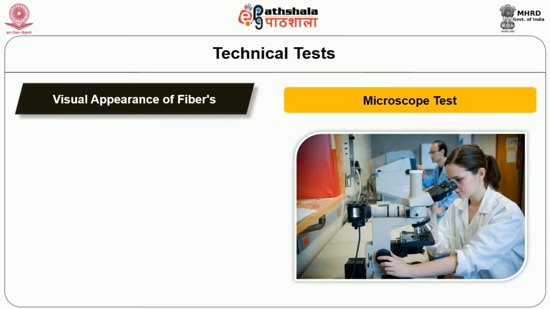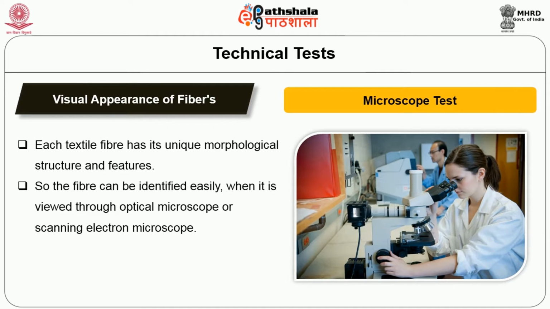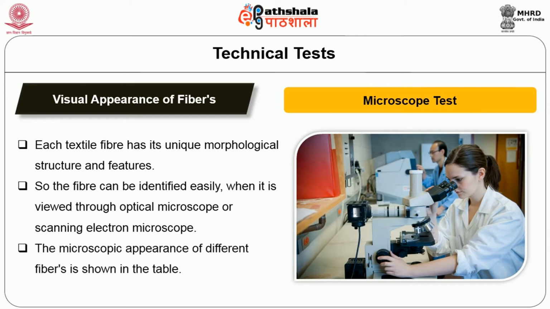Now we are going to see the visual appearance of fibers through microscopes. It may be an optical or light microscope, SEM or TEM. Each textile fiber has its unique morphological structure and features, so the fiber can be identified easily. When viewed through an optical microscope or scanning electron microscope, it gives unique characteristics.